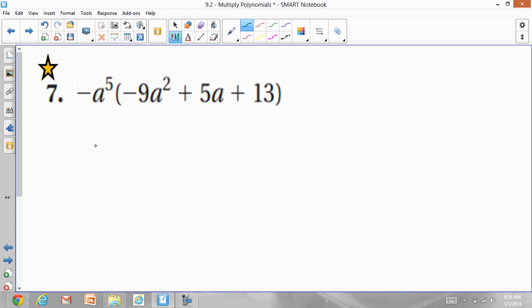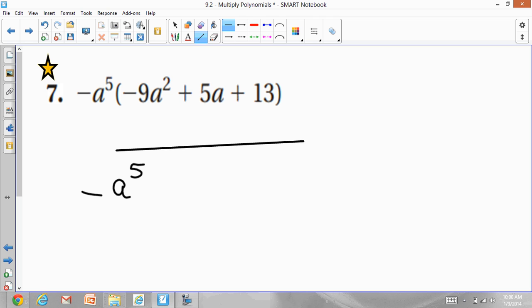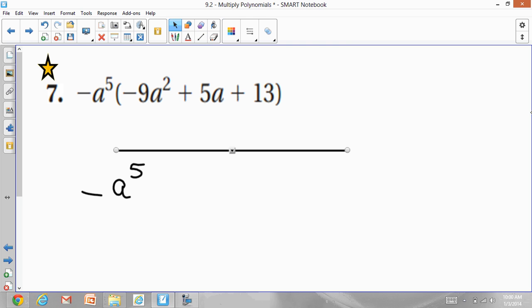Now copy question number 7. Let's do this together. So if you understand negative a to the power of 5 is multiplying everything inside the parentheses, so that is the first term I'm going to write. I'm going to write negative a to the power of 5. And then I'm going to put a horizontal line. Dot implies I'm multiplying.